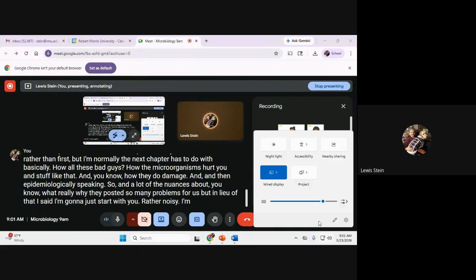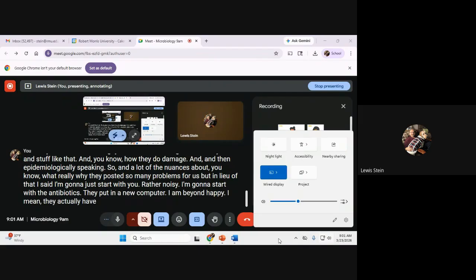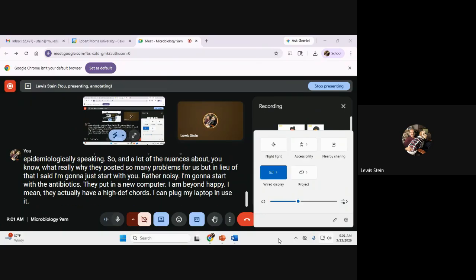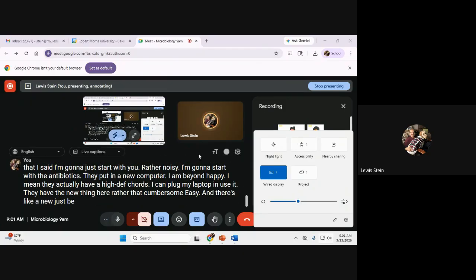I'm going to start with the antibiotics. They put in a new computer. I am beyond happy. They actually have a high def cord that I can plug my laptop in when we use it. They have the new thing here rather than that cumbersome idiocy. I'm just beyond happy.